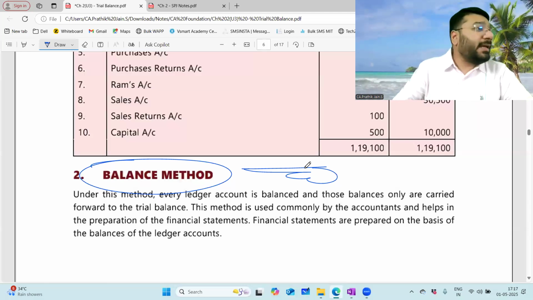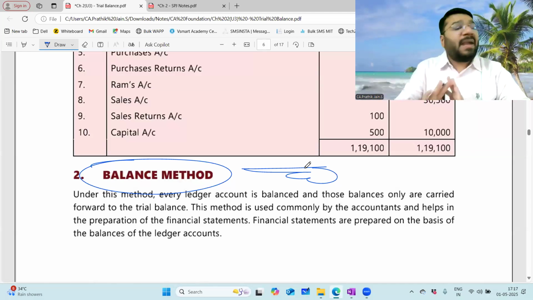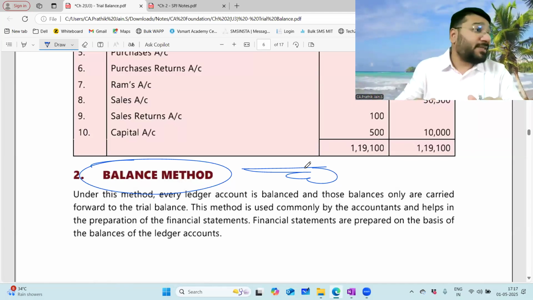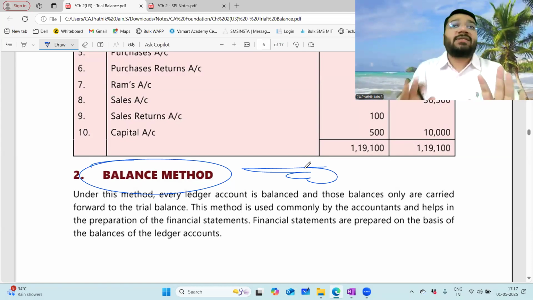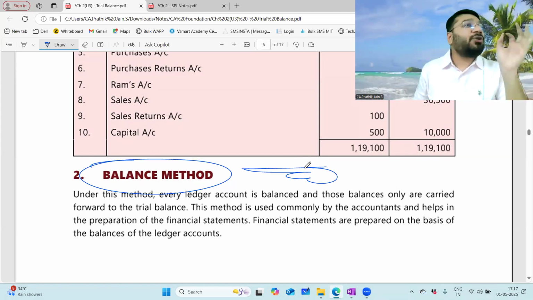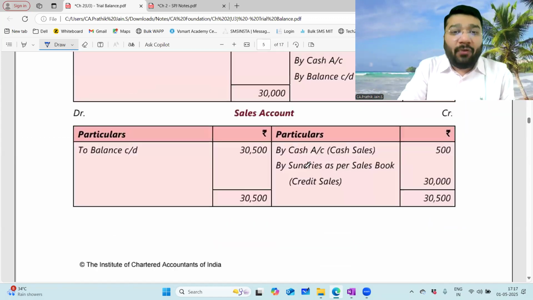Now, what is the total method? I'll explain it to you. It's a useless method. Practically, we don't follow it, but we have it in our syllabus. A question can come based on this. So I have no other choice but to teach. But that is a useless method. Nobody follows that.